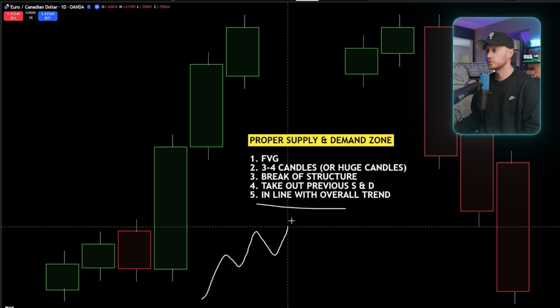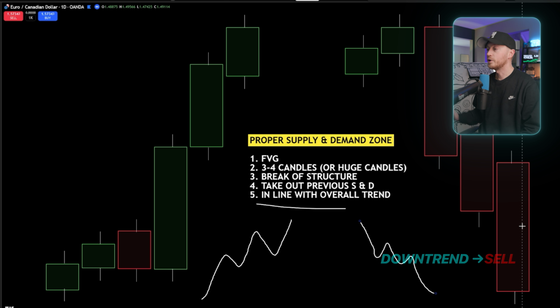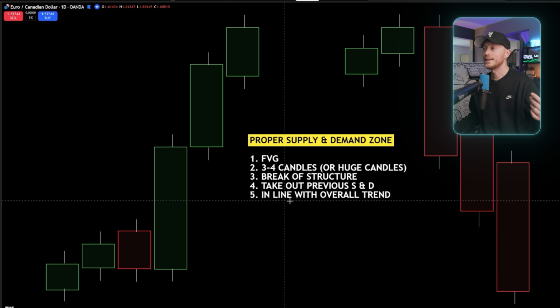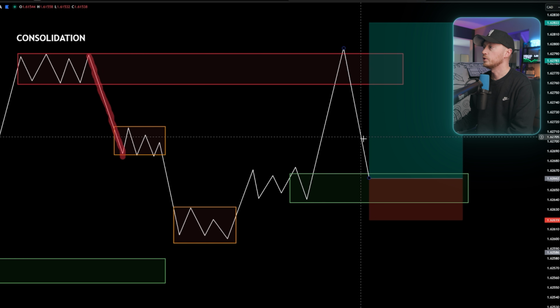Overall trend, that's pretty obvious, right? If you're in the uptrend, you want to buy. If you're in the downtrend, you want to sell, right? Don't worry, I'll show you examples of all of this. And then take out previous supply or demand. I kind of showed you this in the earlier example here.